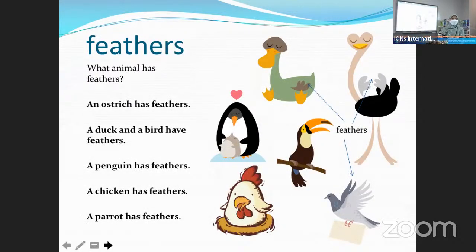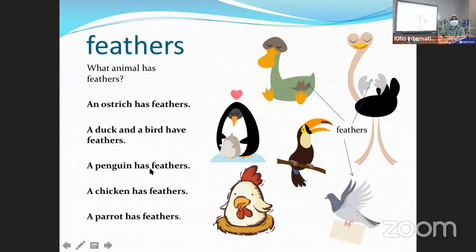Feathers. What animals has feathers? Feathers, we call it bulu. So how about chicken? Yes, chicken has feathers. How about, what is it called? Bird. Yes, it's a bird. It's a pigeon, has feathers. How about a duck? Yes, a duck has feathers. How about an ostrich? Has feathers as well.